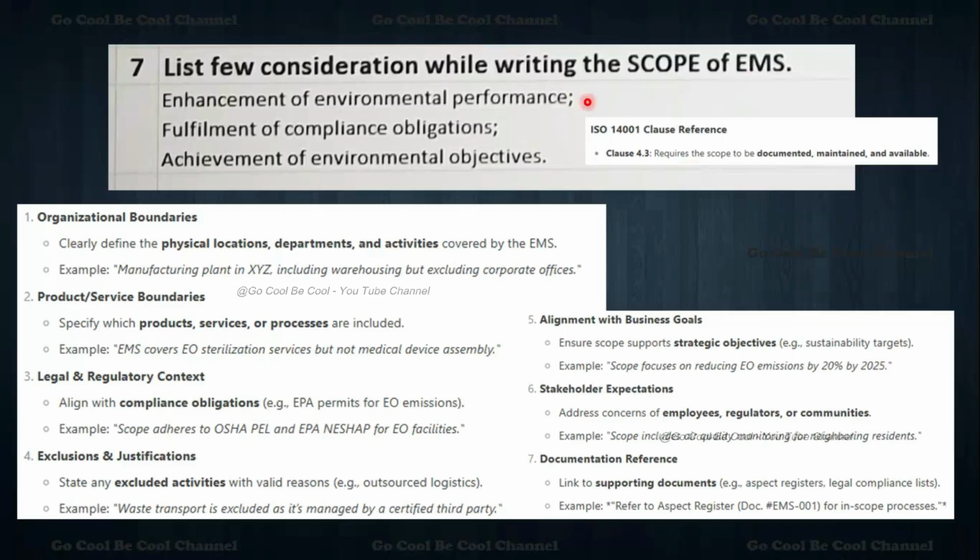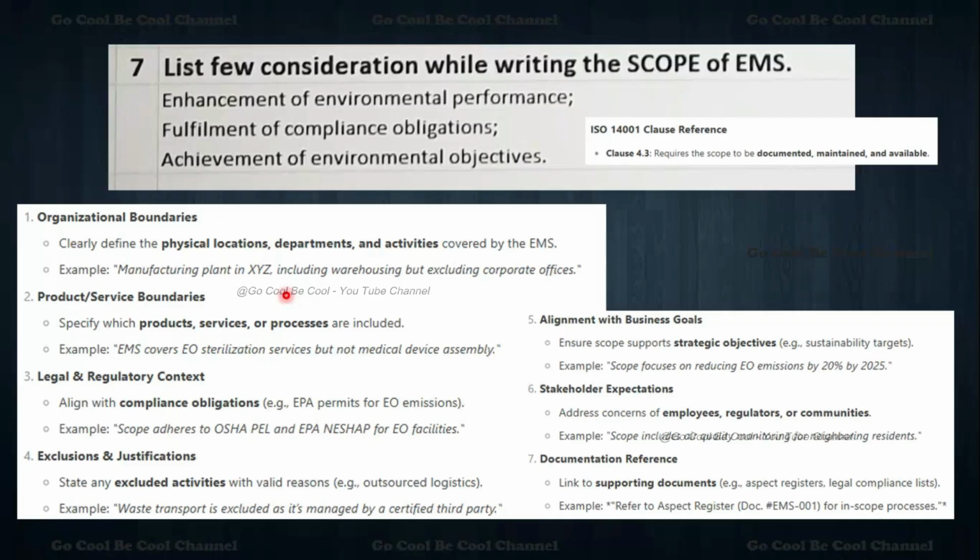Enhancement of environmental performance, fulfillment of compliance obligations, achievement of environmental objectives. Also you have to memorize organizational boundaries. Clearly define the physical location, departments and activities covered by the EMS. Example: manufacturing plant in XYZ including warehousing, but excluding corporate offices.